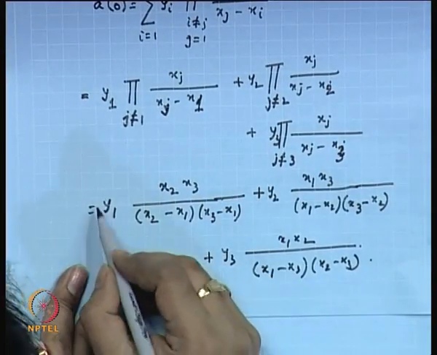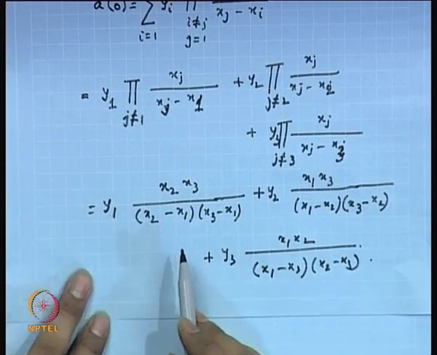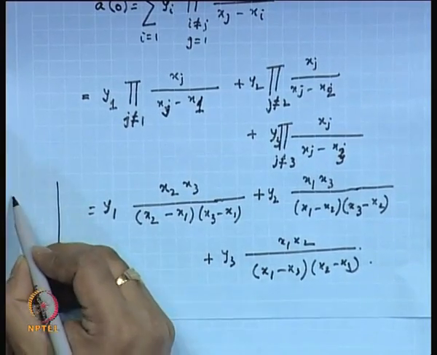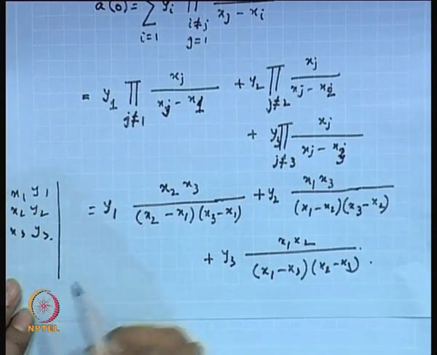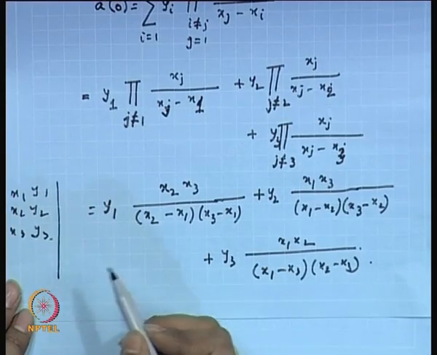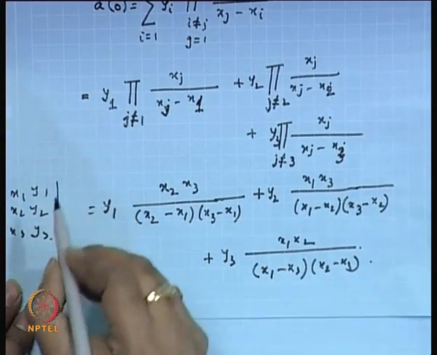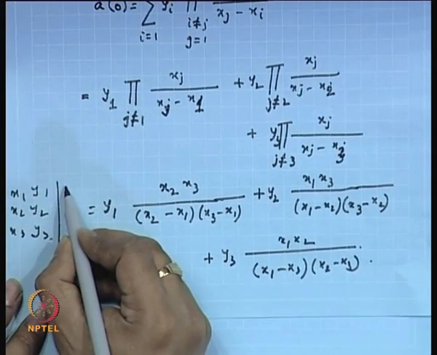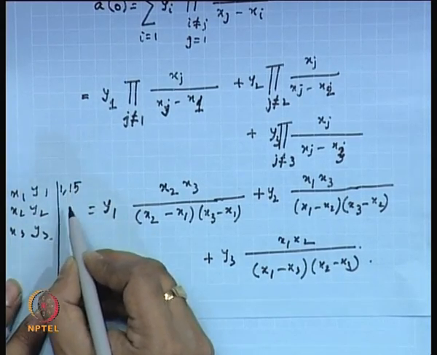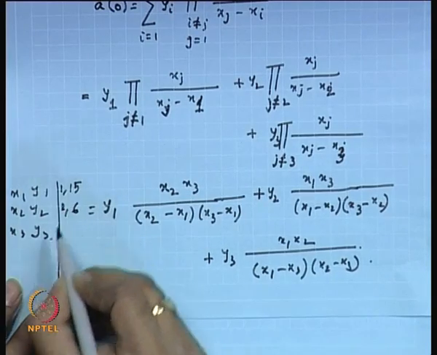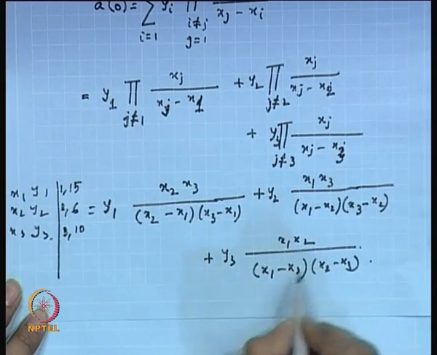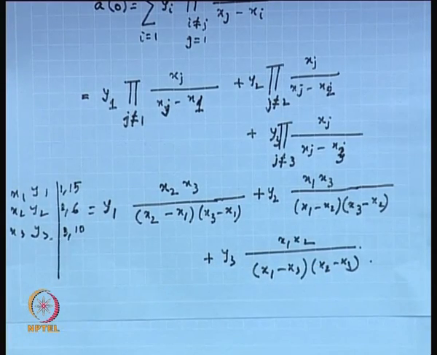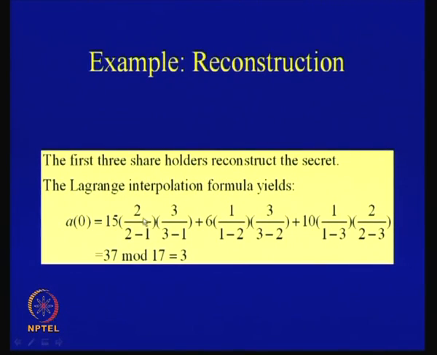So, therefore, if you see this and you just plug in the corresponding values of your x1 y1, x2 y2, x3 y3, which are nothing but what were the values? The values were 1 comma 15, 2 comma 6 and 3 comma 10. So, if you plug in these values then you get this value, that is 15 into 2 by 2 minus 1 into 3 by 3 minus 1 plus so on, right.